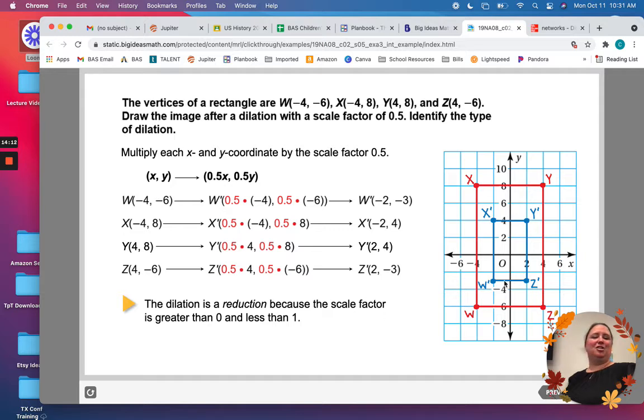All right. Any questions on how to sketch this? Any questions on how you found the new points? Any questions on what type of dilation this is? What's the scale factor? 0.5. The scale factor is what you're multiplying to make the reduction. Very good. Okay, once you've written this in your journals, go do your next set.